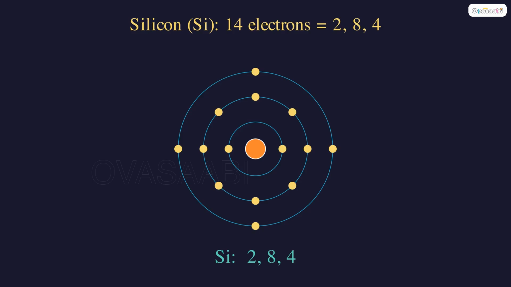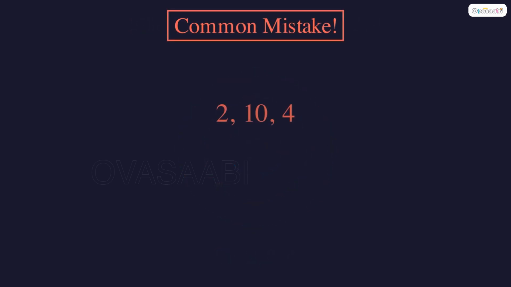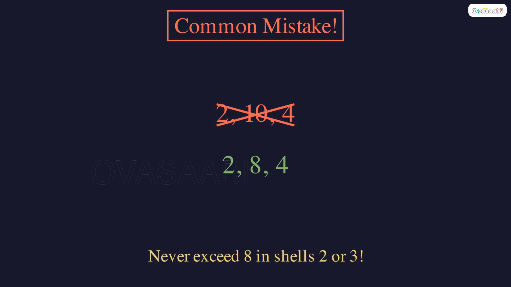Silicon has 14 electrons, so its configuration is 2, 8, 4. Common mistake: never put more than 8 in shells 2 or 3. Fill each shell to its max before moving on.